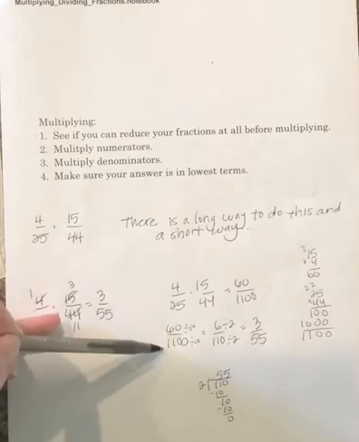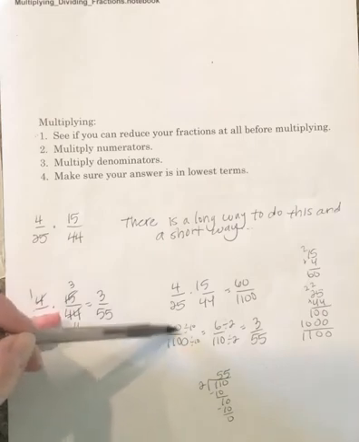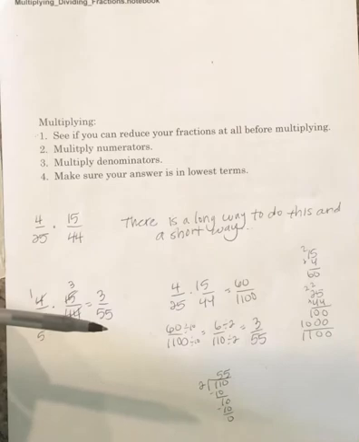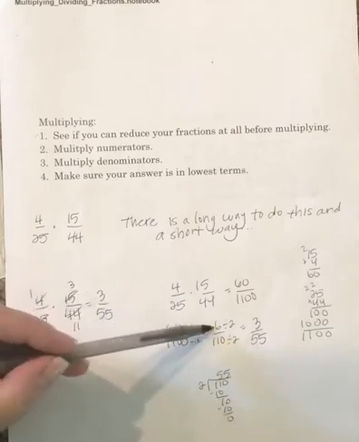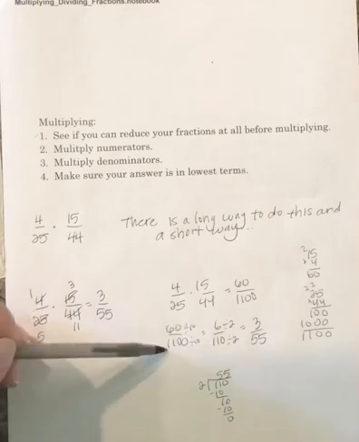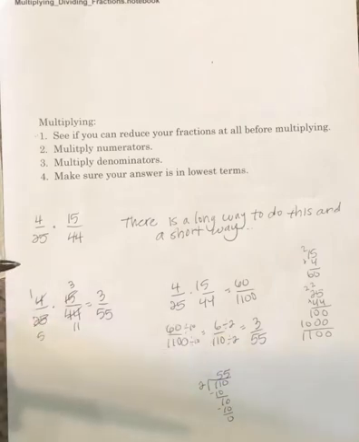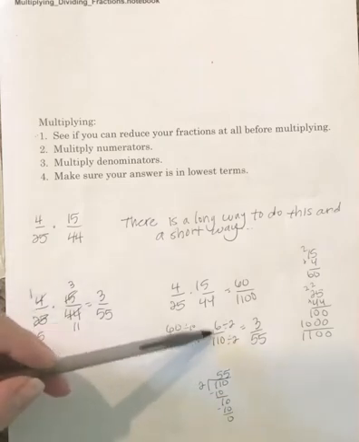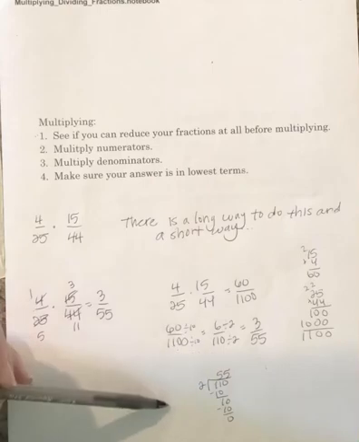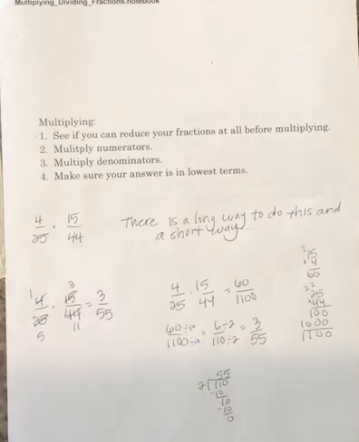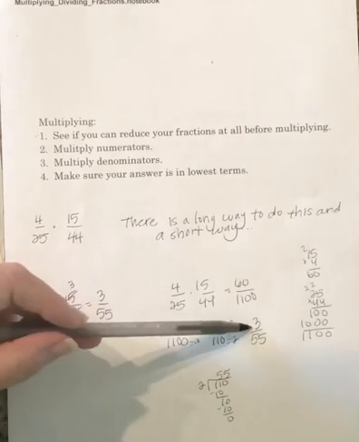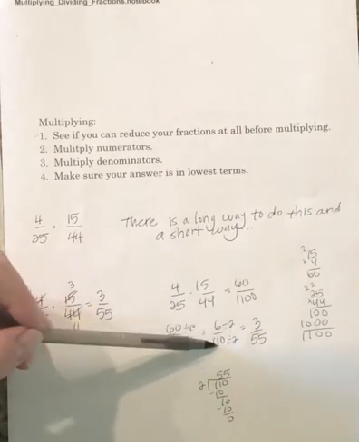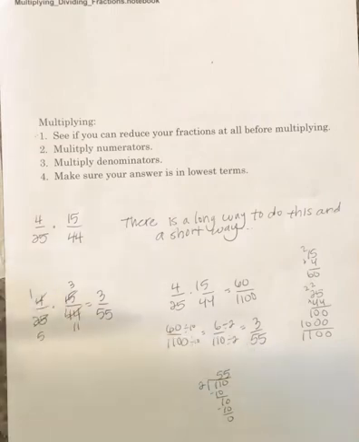So 60 over 1100, I recognize because they both ended in 0 that there is a common factor of 10. So I at least started there. 60 divided by 10 is 6. And 1100 divided by 10 is 110. Again, when you're dividing by 10, you just kind of knock off the last 0. I recognize that those could still be simplified because they were both even. So I know that they had a factor of 2. 6 divided by 2 is 3, and 110 divided by 2 is 55.